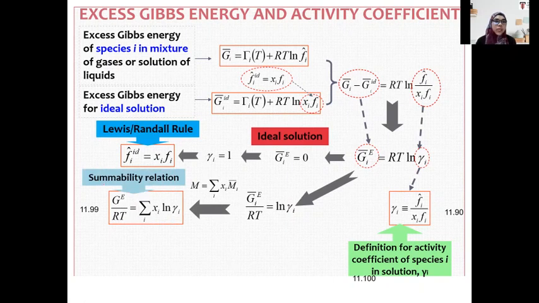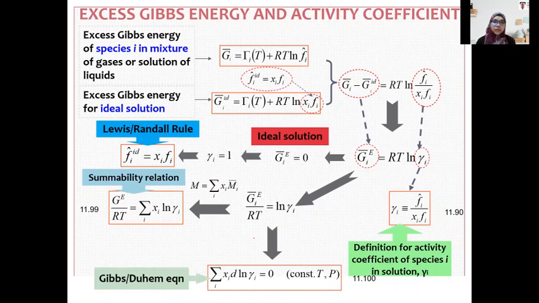And then by using the summability relation, which is that the thermodynamic property equals its composition times the partial properties, we can obtain the excess Gibbs energy over RT equal to the summation of the composition times the ln activity coefficient, ln gamma.